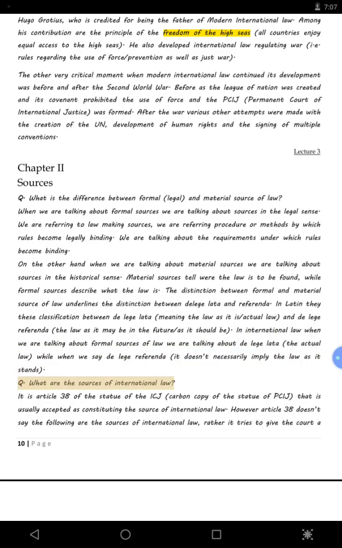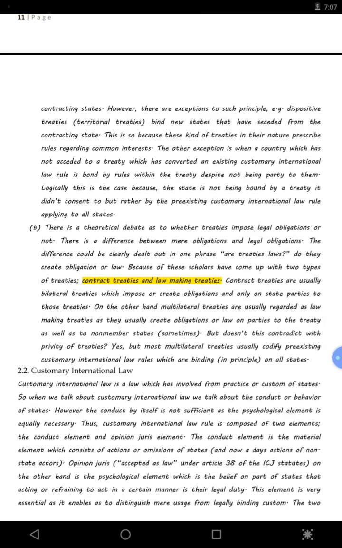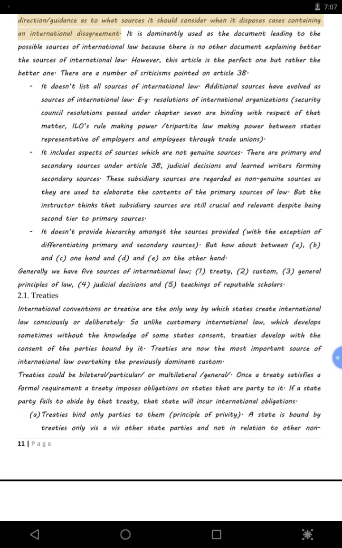What are the sources of international law? It is Article 38 of the Statute of the ICJ, a carbon copy of the Statute of the PCIJ, that is usually accepted as constituting the sources of international law. However, Article 38 doesn't say the following are the sources of international law. Rather, it tries to give the court direction, guidance as to what sources it should consider when it disposes of cases containing an international disagreement.